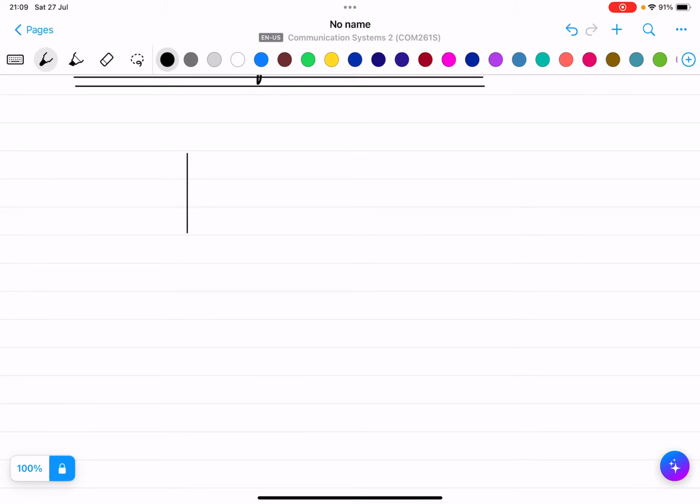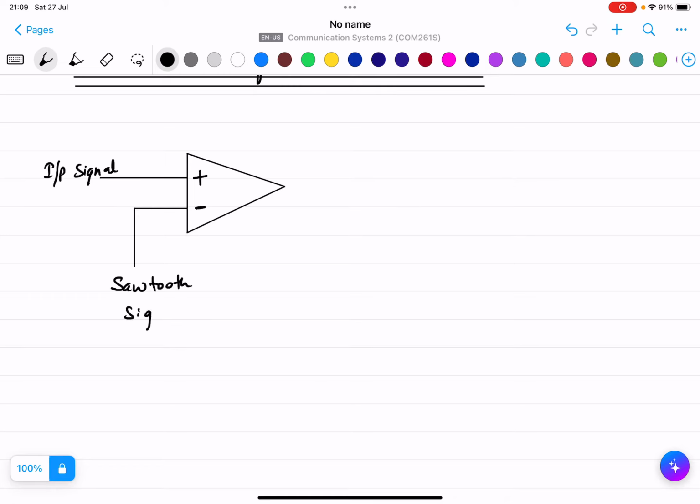So there is one block. Again, it's a comparator. We already did the comparator. It has two terminals, the positive and the negative. On the positive terminal, what have we given? Input signal. And on the negative one, what have I given? Sawtooth signal, like in the previous one. So the input signal will be the modulating signal, as simple as that, and the sawtooth signal will be the carrier signal.